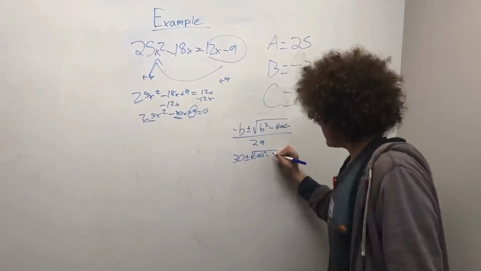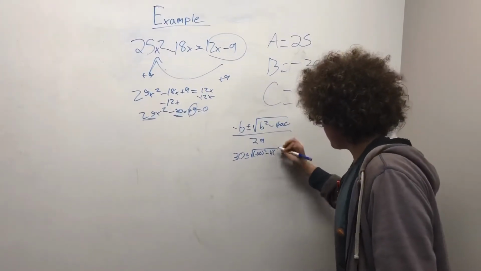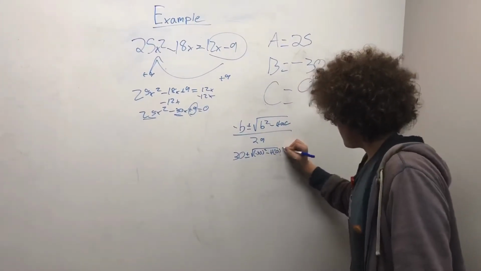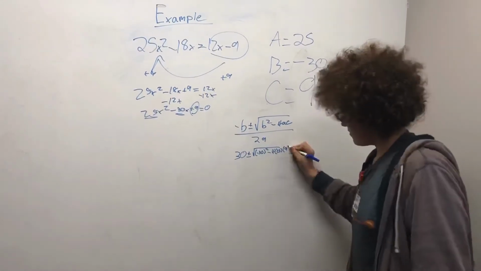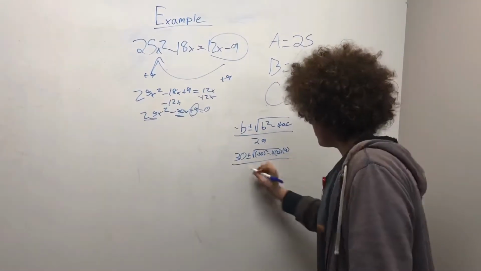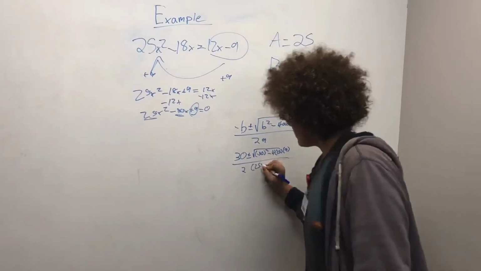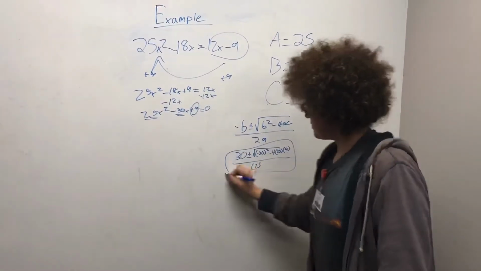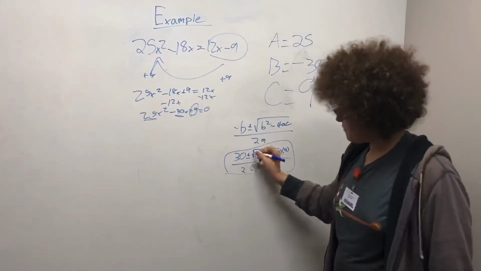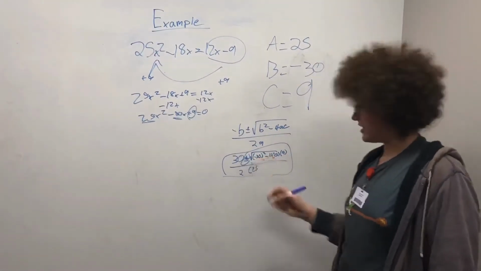Squared minus 4 times 25 times 9, over 2 times 25. And then you're just going to plug this right into your calculator. First time with the plus, and then the second time with the minus, and those are going to be your solutions.